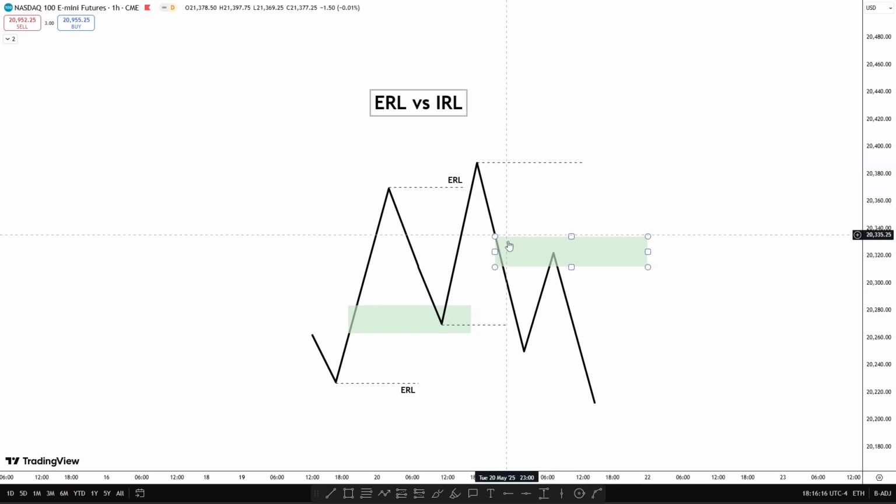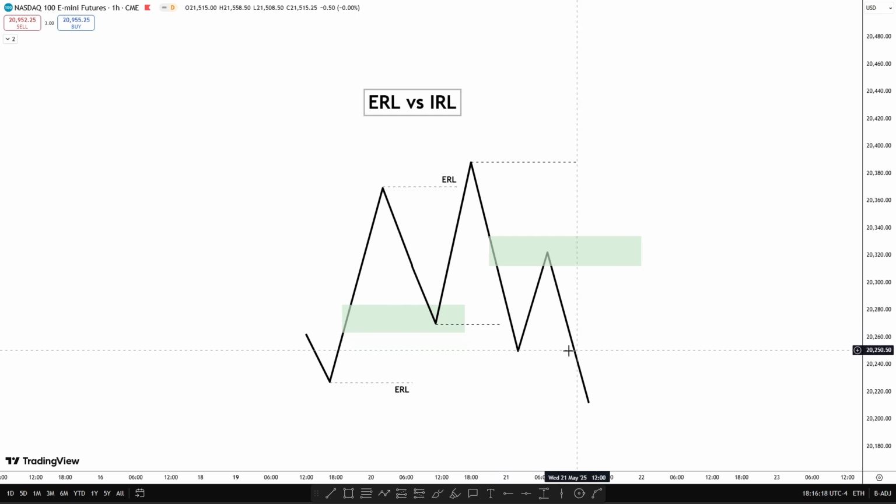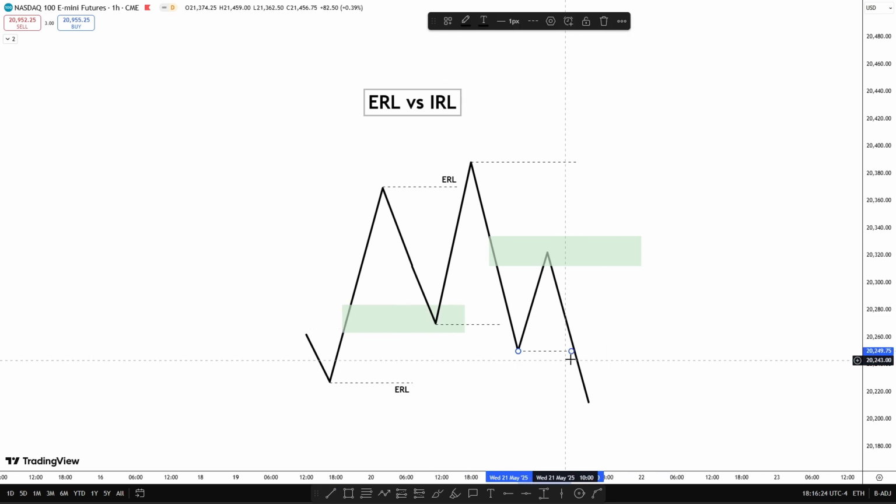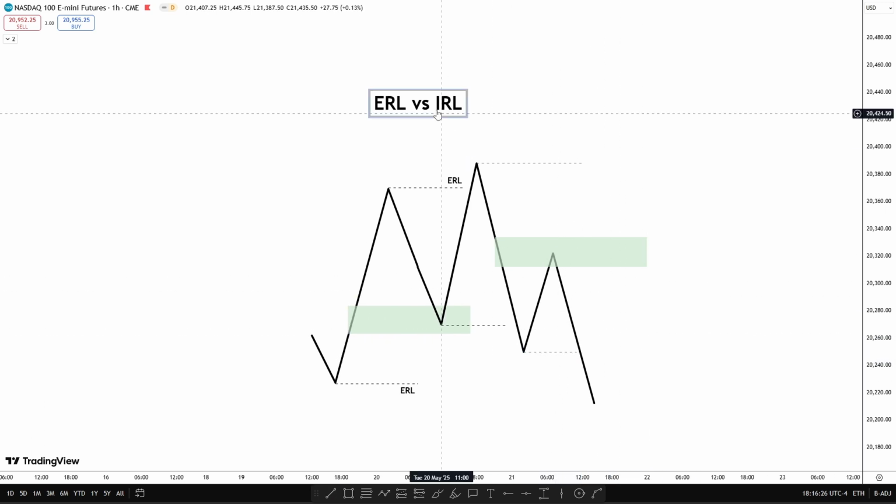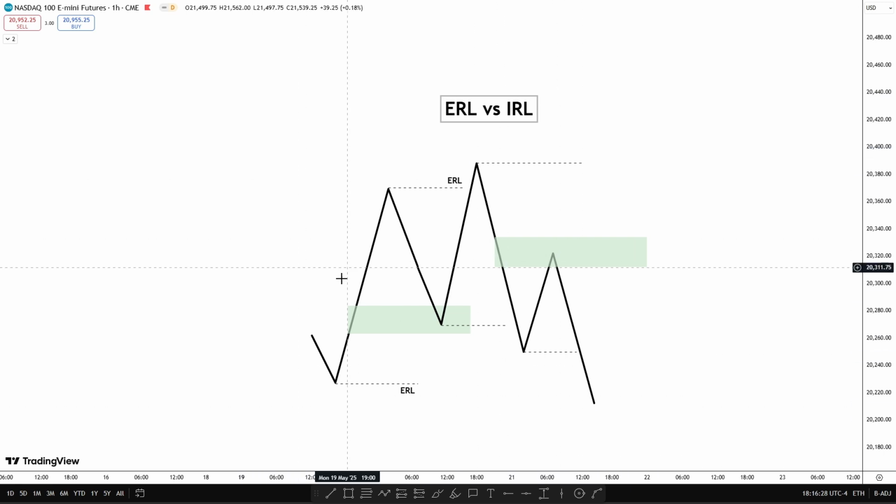Now what happens when price comes lower to take out this external draw? We then move higher to take out this internal draw, and then we can catch the continuation lower to take out the next external draw. So this is the basic understanding of how external range liquidity to internal range liquidity works. Once we take out an external range, we can then anticipate a run on internal range liquidity. Vice versa, once we take out internal range, then we can expect a run on external range.